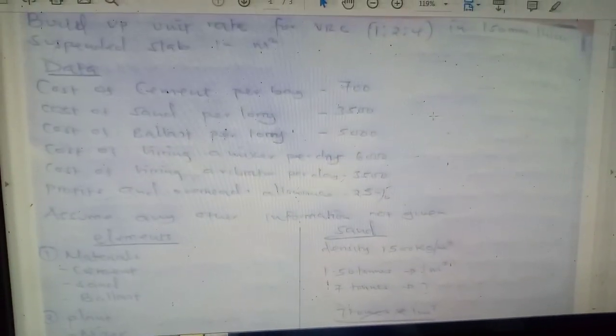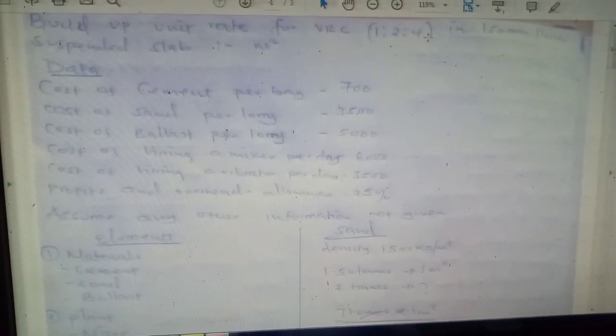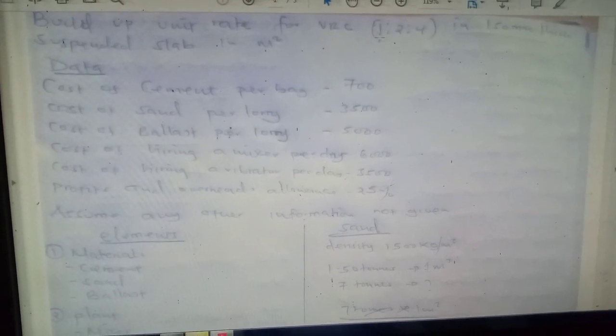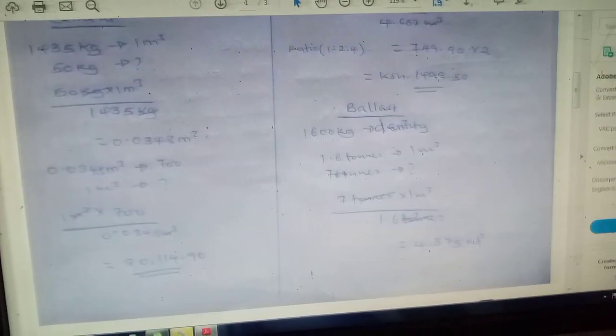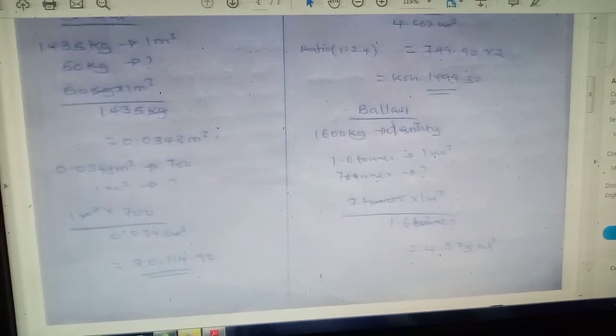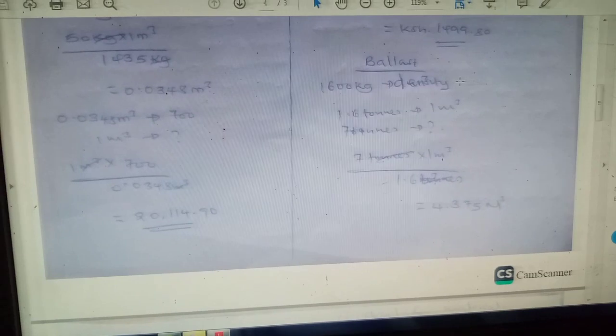In case the ratio was 1 to 3 to 6, you'll multiply cement with 1, sand with 3, and ballast with 6. But for us, ours is 1 to 2 to 4. So you multiply this 749.90 times 2, which will be 1,499.80. Then the third item is ballast.